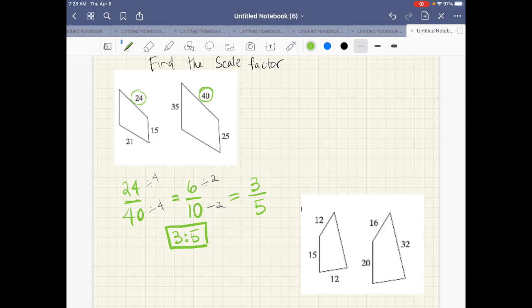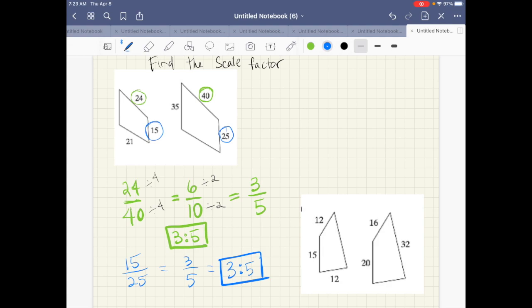And you might be noticing these other two up here. We could have done 15 and 25 just as easily, and I'll show you that. So we could say 15 is to 25. And then we would reduce, divide both of them by 5. 15 divided by 5 is 3. 25 divided by 5 is 5. And again, we get that same 3 to 5 ratio.